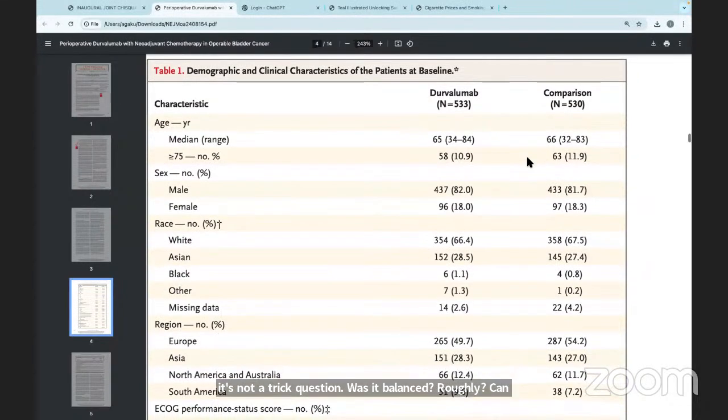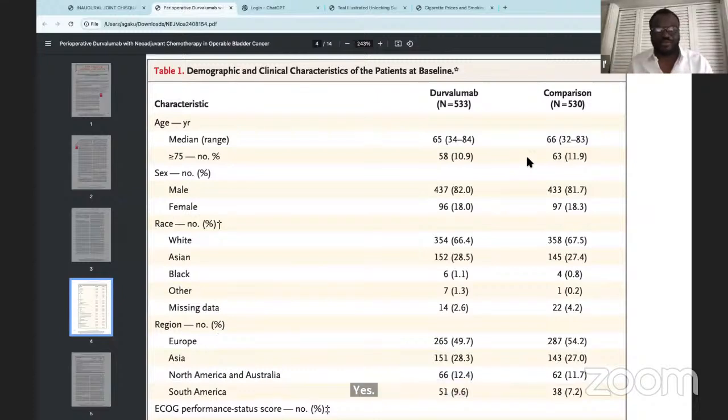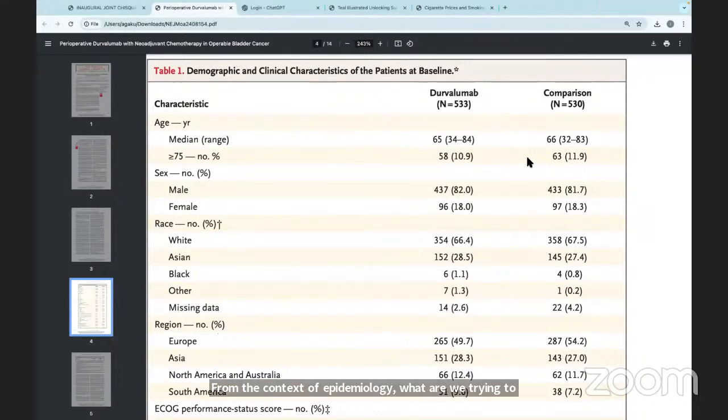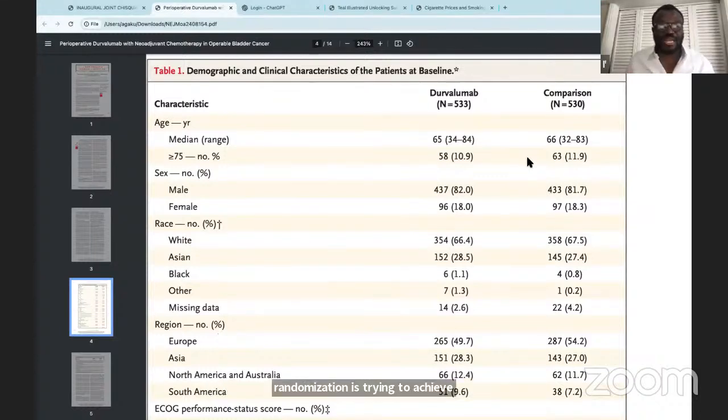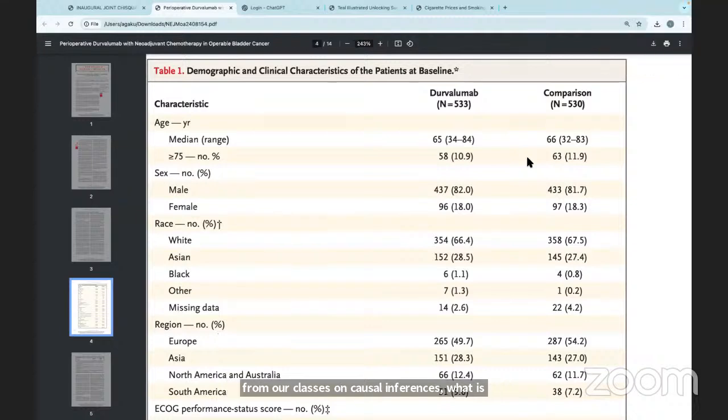Yes. Excellent. And from the context of epidemiology, what are we trying to achieve here? What is randomization trying to achieve? Exchangeability, right? Who can explain to us what exchangeability is? From our classes on causal inference, what is exchangeability? Anyone? No hand? Okay, Ogunboye, your hand is up.